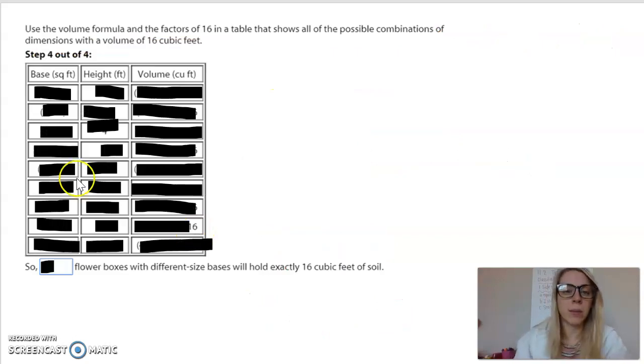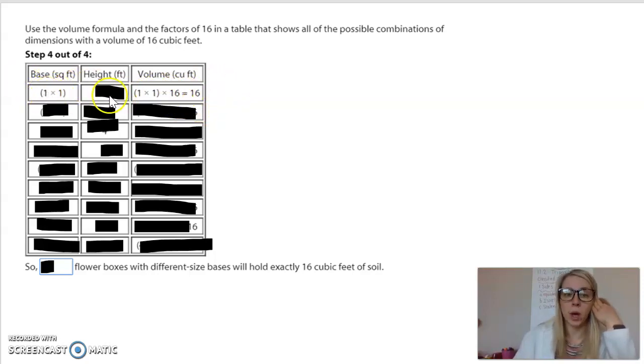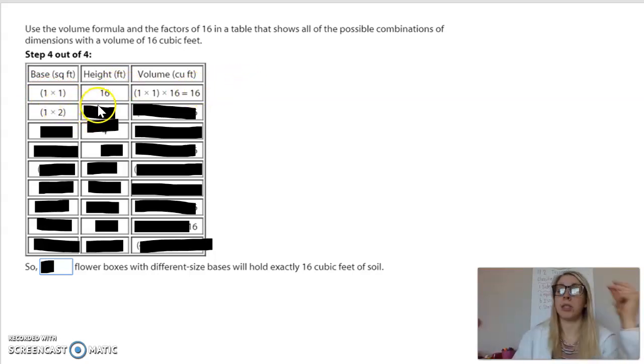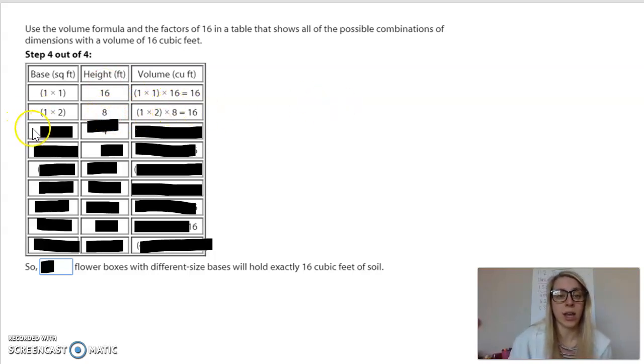So this one was a little bit trickier. We were working with a volume of 16 cubic feet. So 16 is going to be on the side in this equation part. So I have to start with my base. 1 times 1 times 16 equals 16. 1 times 2, 1 times 2 equals 2. 2 times blank equals 16. I know that that's 8. So there's my equation there.